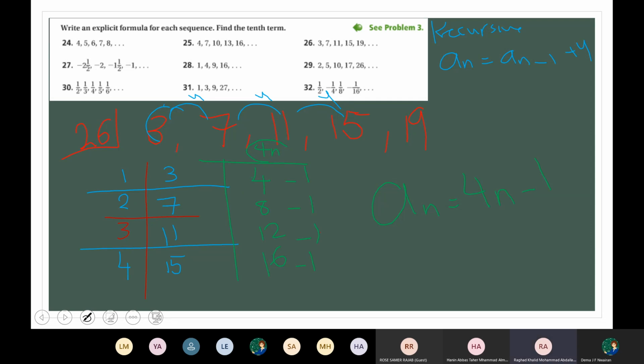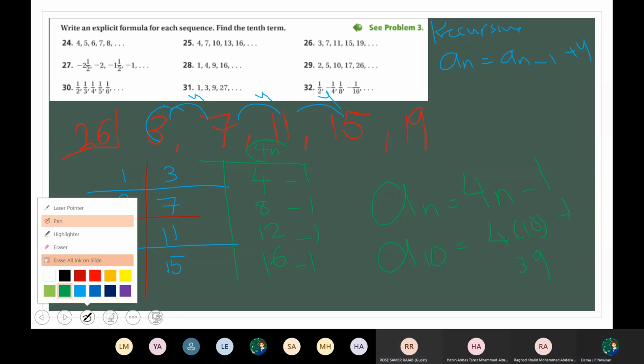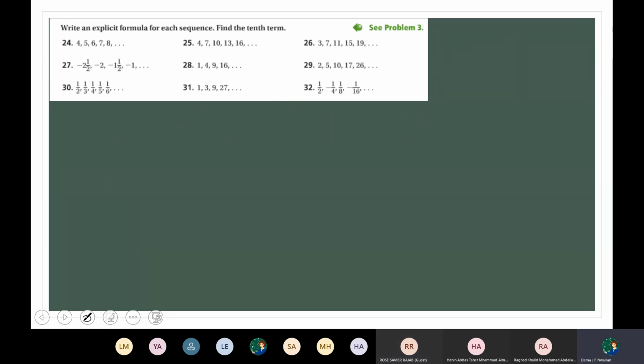So the 10th term will be 4 times 10 minus 1. He told you to find the 10th term. It's 40 minus 1, which is 39. Thank you. Now, teacher, it is easy. I want you now to solve 28. We need to practice more and more. 28: 1, 4, 9.